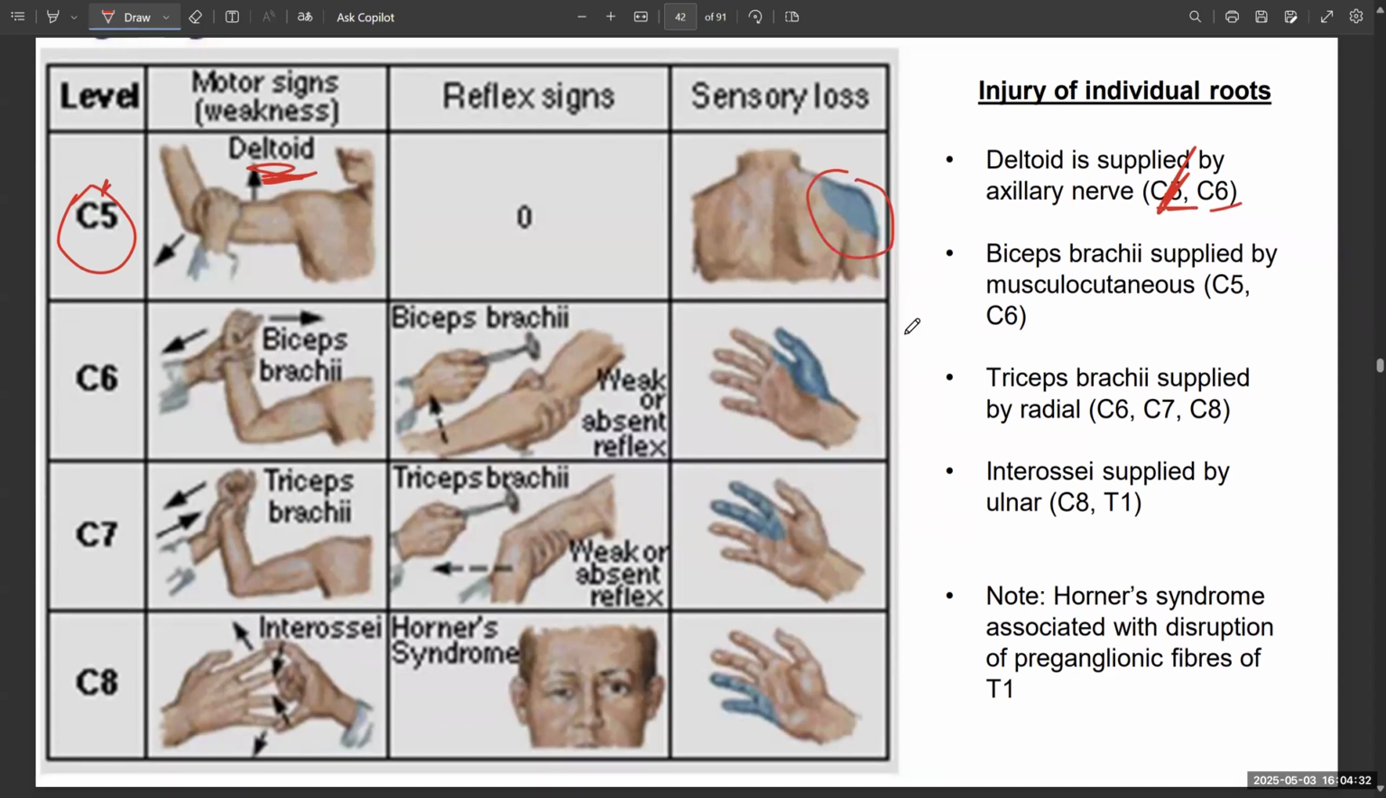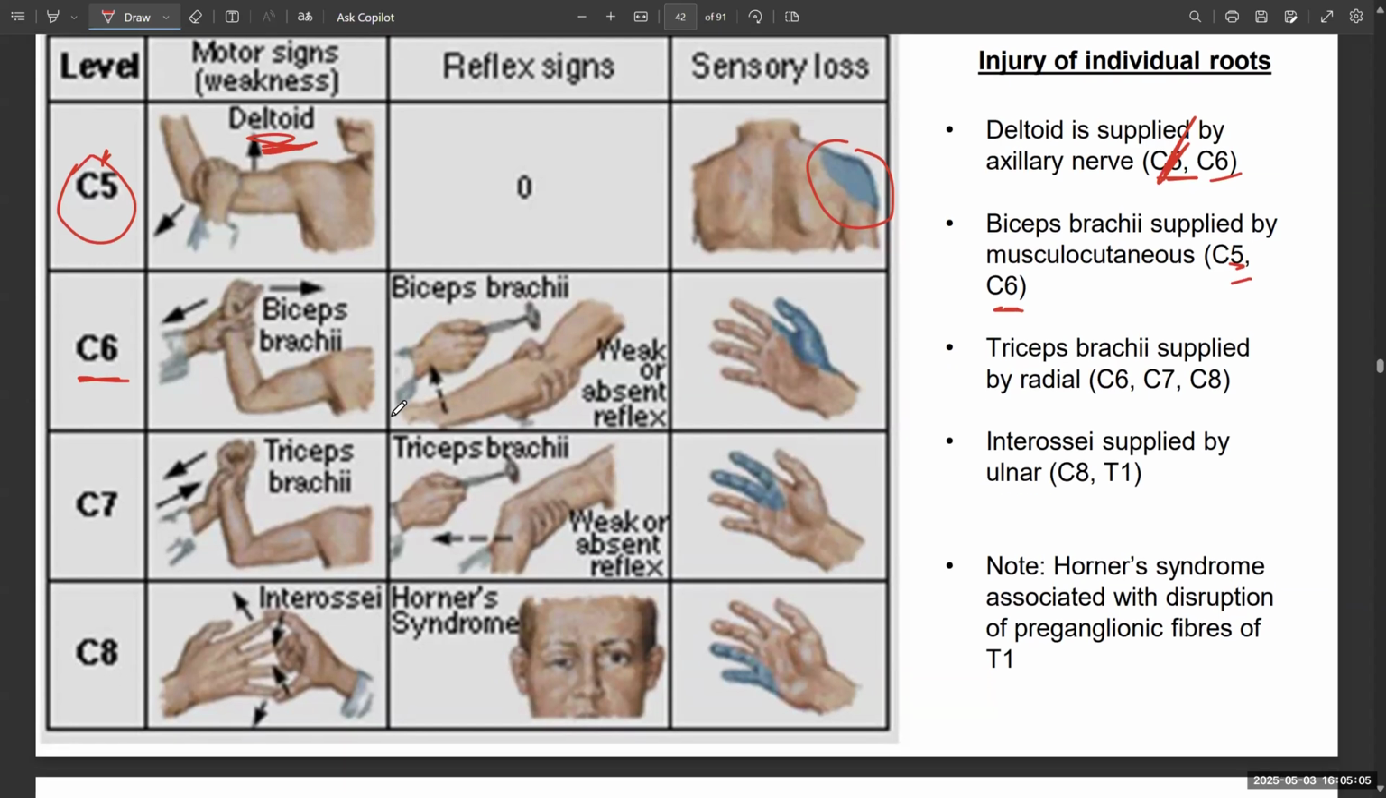We talked about this. Then we talk about the level of the biceps brachii, C6. The biceps brachii is supplied by the musculocutaneous nerve, which is C5 and C6. You could have an absent reflex if the injury is severe, but mostly it's just a weak reflex because it is supplied by both C5 and C6. By the way, what would help is watching a video where you see all of these being tested. That would make it much easier because it's visual.